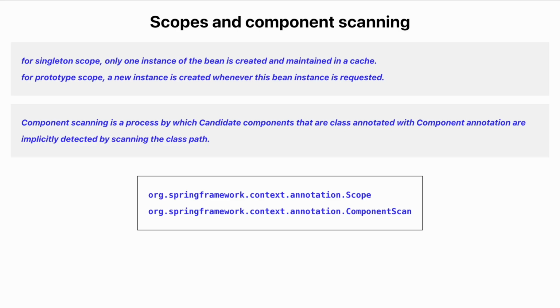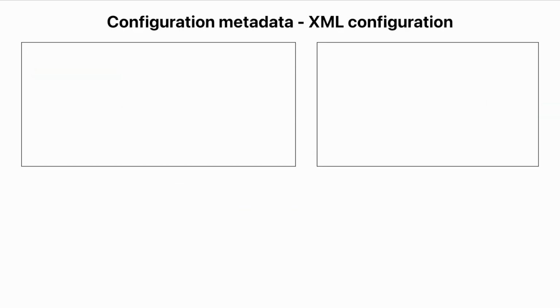Class path scanning can also be done programmatically using the scan method in the annotation config application context. When the scan is performed programmatically, we have to call the refresh method in the application context.